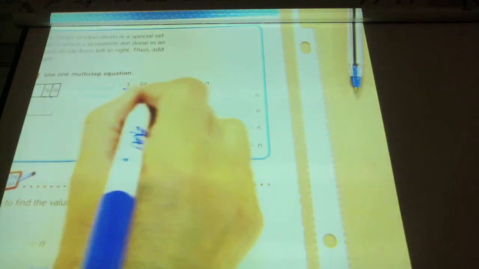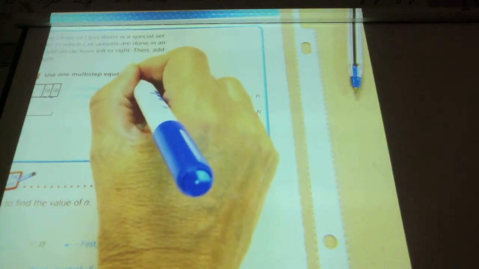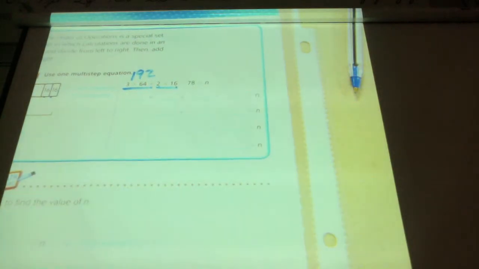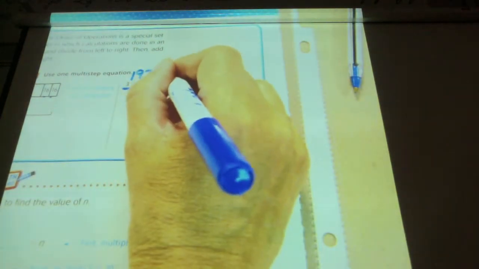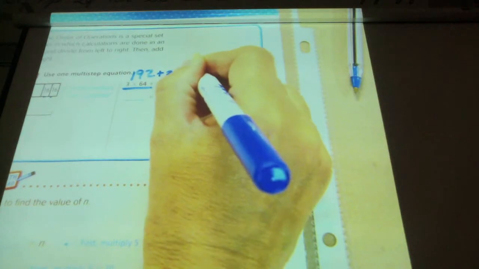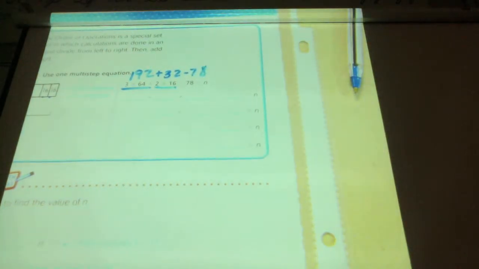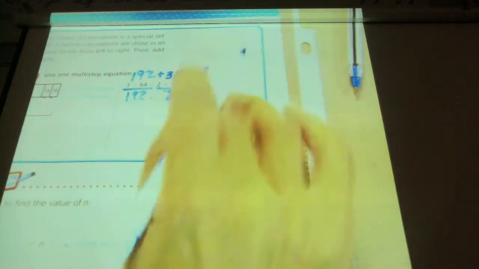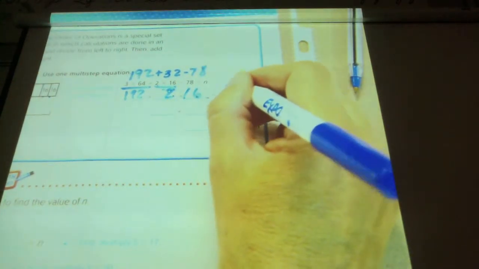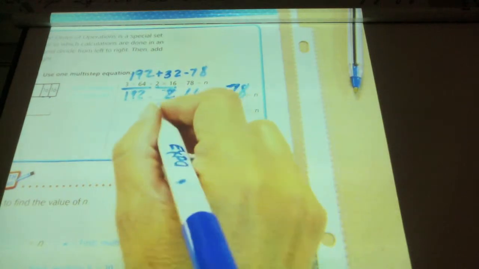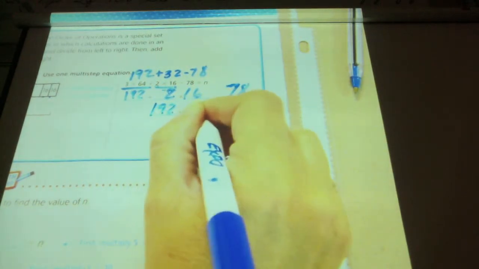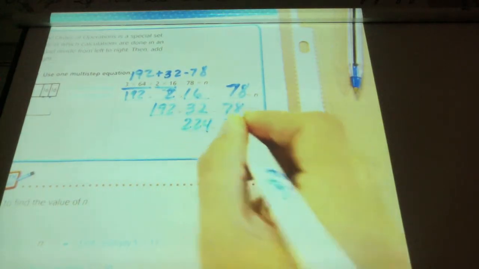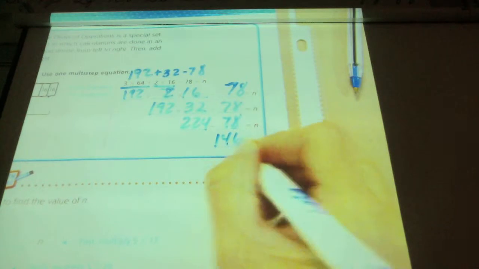So let's do this again. The multiplication of 3 times 64 is 192. Here's another multiplication fact. So I'm going to do those. 2 times 16 was 32. Now I can do the adding and subtracting. Oh, it's right here, they did it. 2 times 16. They just did it in all the steps. You don't necessarily have to do this. So now I have 192 plus 32 minus 78. And then I got 224 minus 78. And then I got my answer, which was 146.